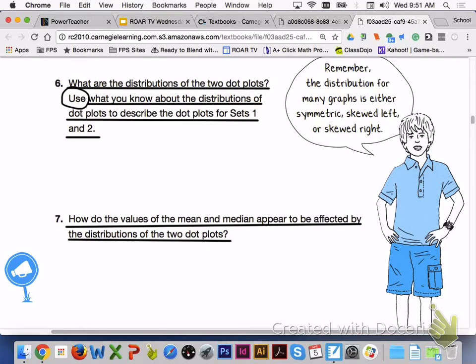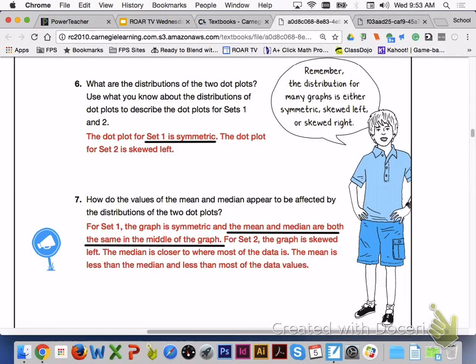Please turn to page 1084 and answer number 6 and number 7 with your group members. If we look at set 1 for number 6, the distribution is symmetric. For number 7 for set 1, the graph is symmetric, and the mean and the median are both the same in the middle of the graph.